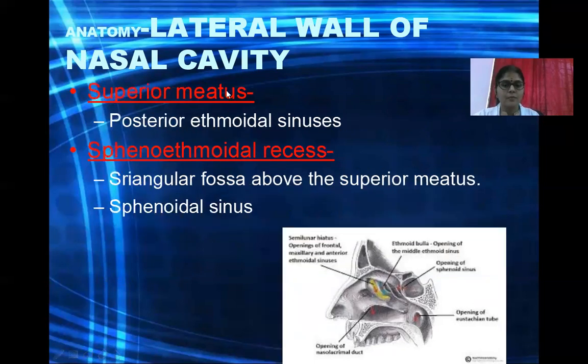Superior meatus will drain the posterior ethmoidal. Posterior ethmoidal sinuses drain into the superior meatus, whereas your sphenoid sinuses drain into the sphenoethmoidal recess.